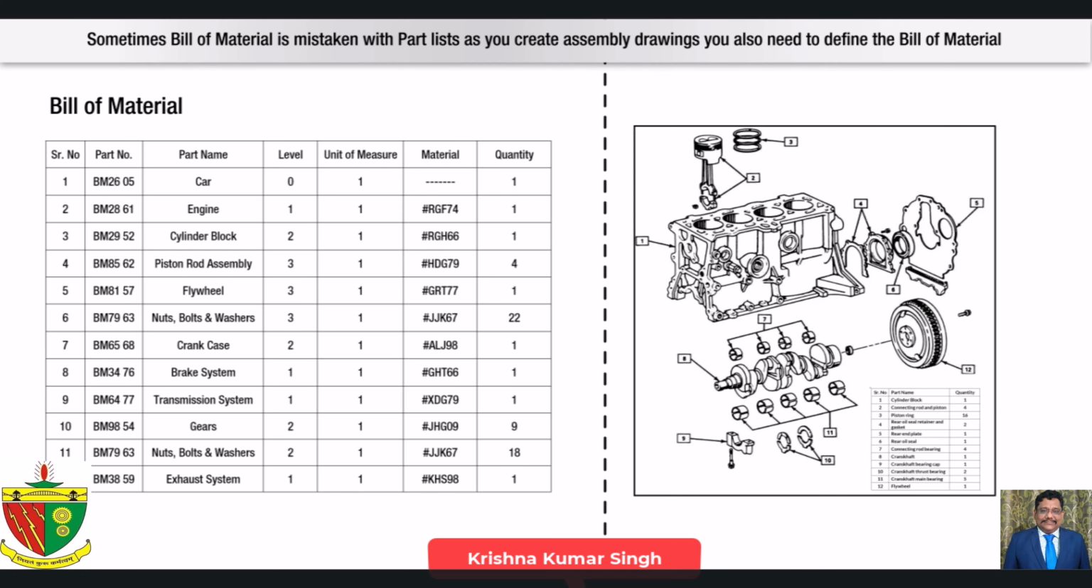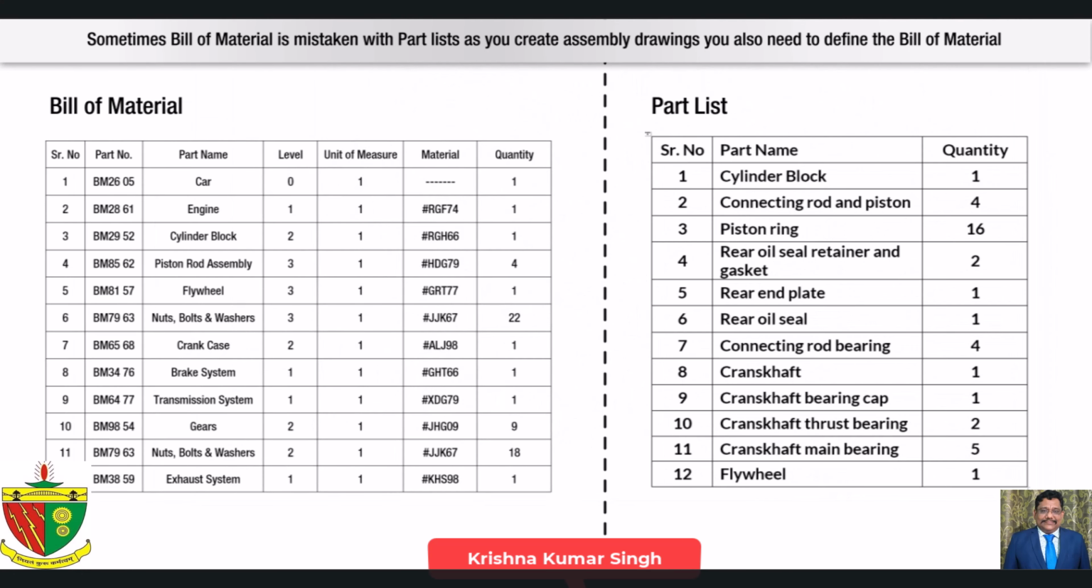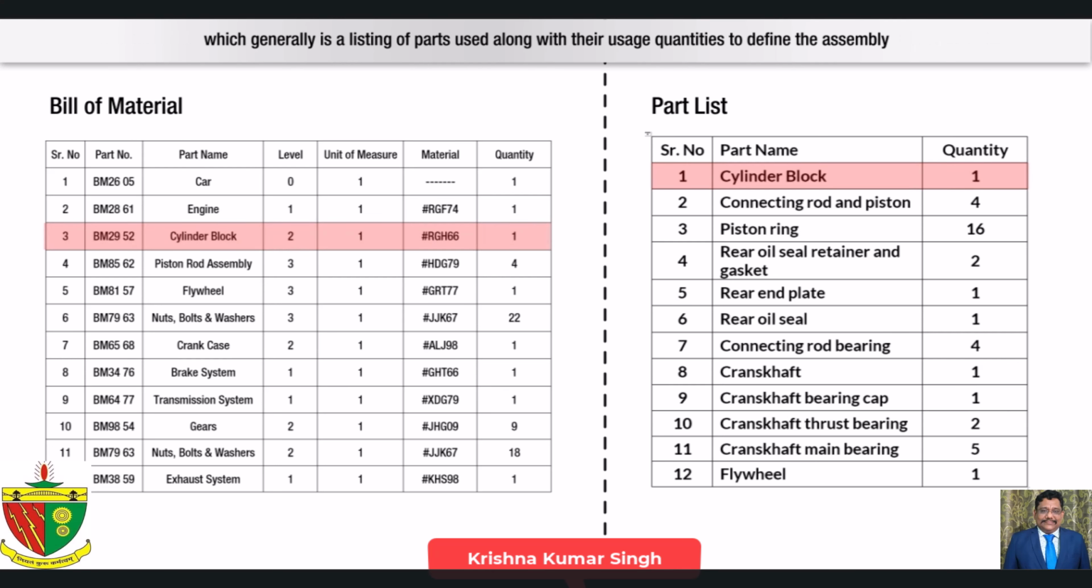Sometimes, bill of material is mistaken with part list. As you create assembly drawings, you also need to define the bill of material, which generally is a listing of parts used along with their usage quantities to define the assembly.